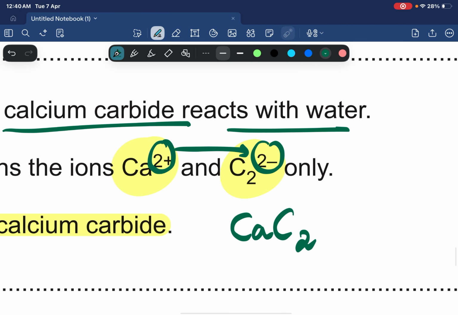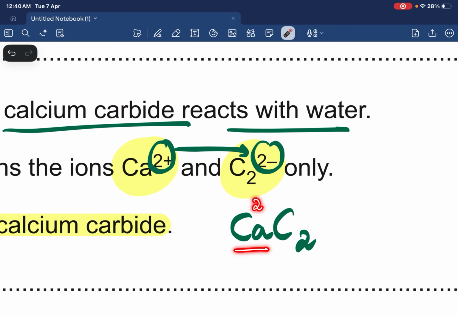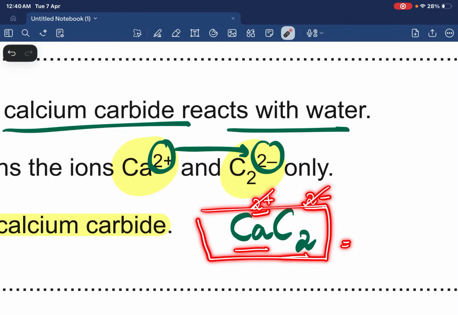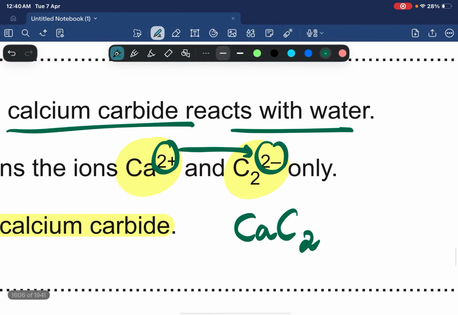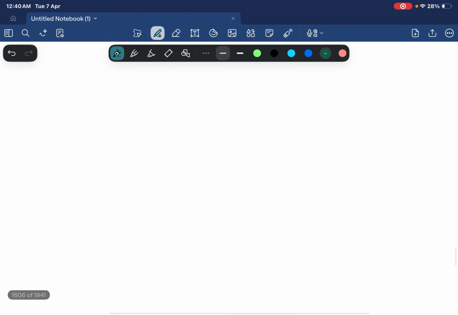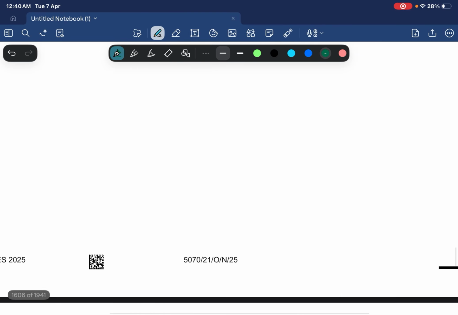The charges are balanced. Calcium has a 2 positive charge and C2 has a 2 negative charge. Both charges are equal and opposite, so they're going to cancel out each other, and the overall compound CaC2 is going to have a charge of 0. So this makes CaC2 our formula. Done.